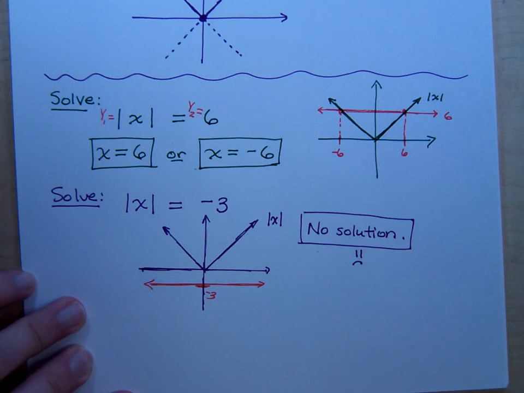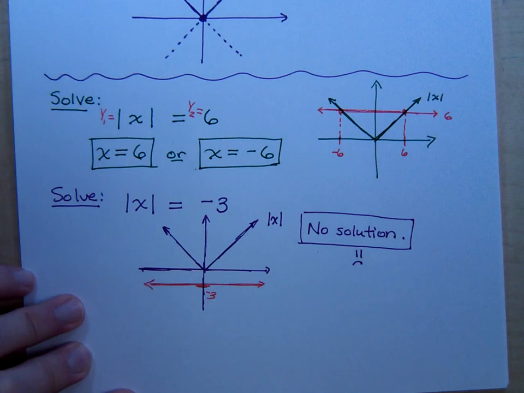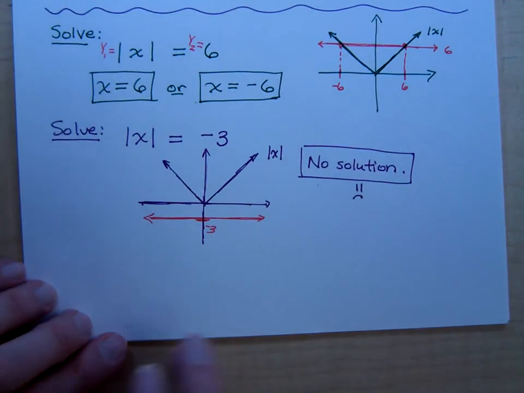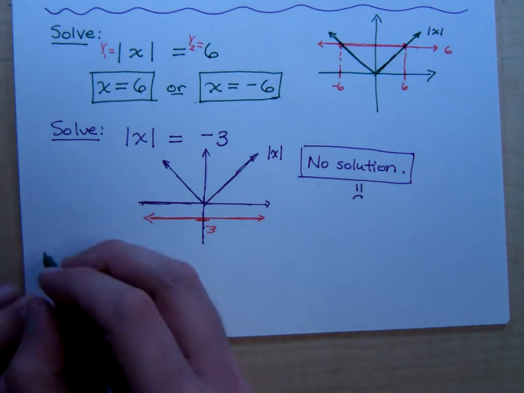What do you guys think? Amazing? Absolutely amazing. So does this mean that we always have either 2 solutions or no solution? Yes? Well, let me give you another example, because you know this is how I roll.